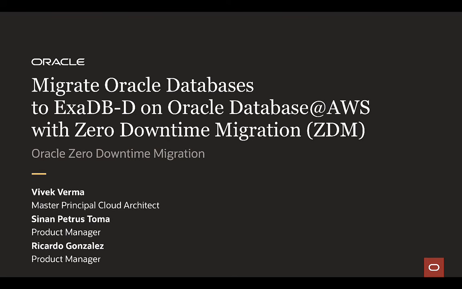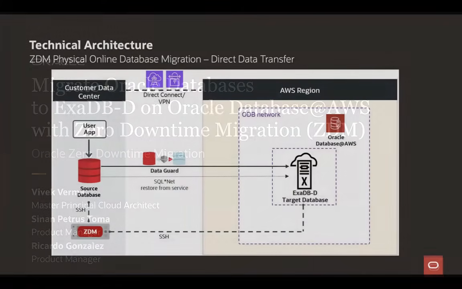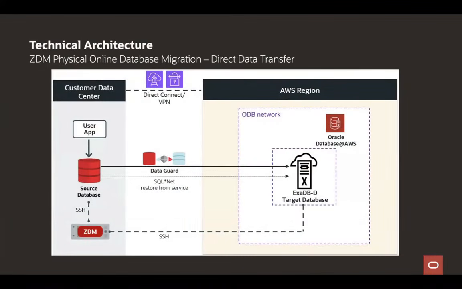Today, we will showcase the power of Oracle Zero Downtime Migration, demoing a migration from on-premises to Oracle Exadata Database Dedicated at Oracle Database at AWS. We will start first by describing the architecture and methodology of migration. As you can see from this diagram, we will be using ZDM physical online migration with direct data transfer.